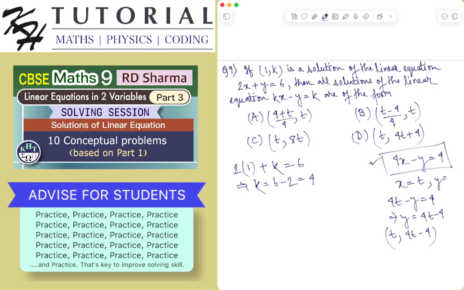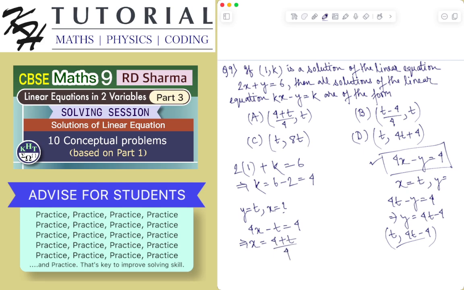So to find this form, I assumed the value of x to be t. It didn't work out. So now I will assume, let's say, the value of y is t, and I want to find the value of x so that it will be a root of the given equation. So I will put the value of y as t in the given equation and solve for x. So I have 4x minus t equals 4. This implies x will be equal to (4 plus t) by 4.